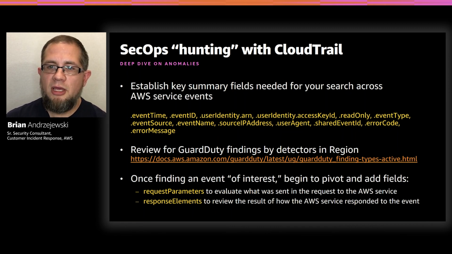Once we find that particular RunInstances event, we can start looking at the request parameters that were sent to the AWS service. In this particular action, you're typically going to see the AMI used, any type of security groups, and if it had a public IP launched. And then the response elements, which will give the success of that action. In this particular case, for RunInstances, it's going to give an instance ID back.